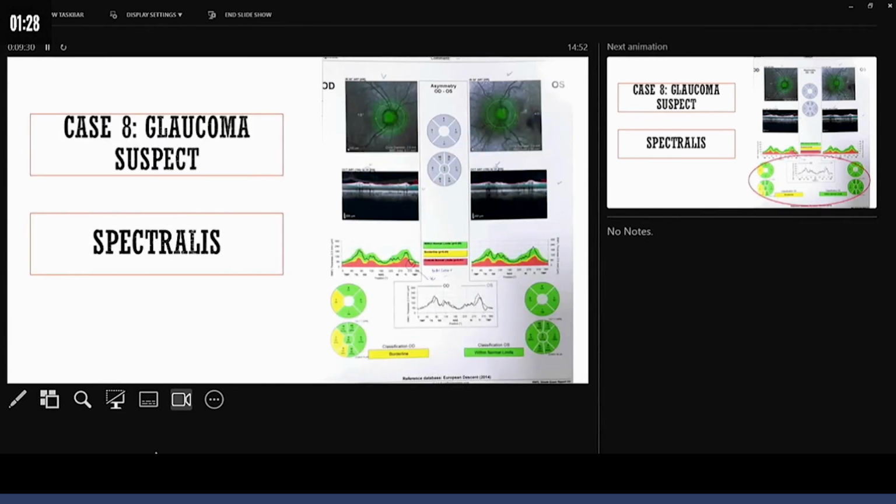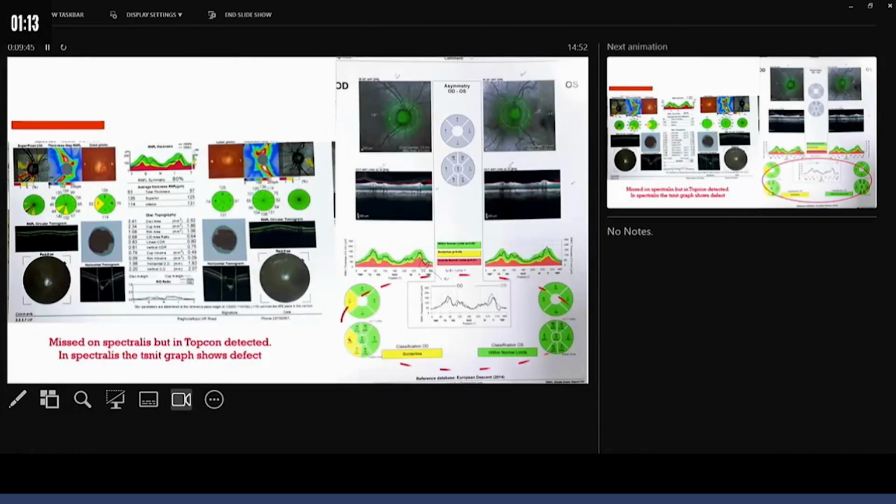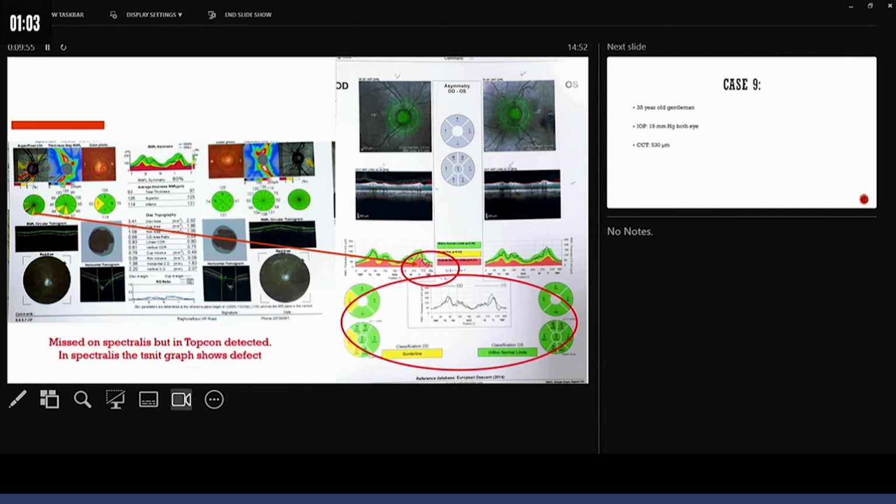This is another patient, a glaucoma suspect. We did it on a Spectralis. The report was okay. The same day, we were also trying a Topcon machine. The Topcon machine was showing thinning. Now, Topcon, if you see, has much smaller clock hours compared to a Spectralis. But when we compared the two, although the clock hours in Spectralis were showing normal, the TSNIT graph, which gives you the RNFL thickness at each area, was actually matching with the clock hours.